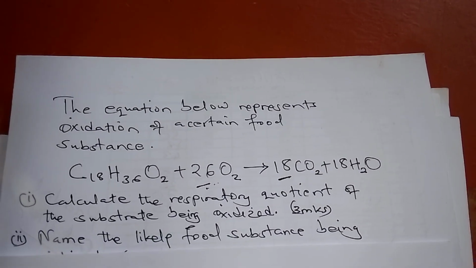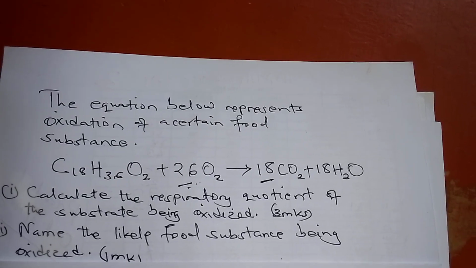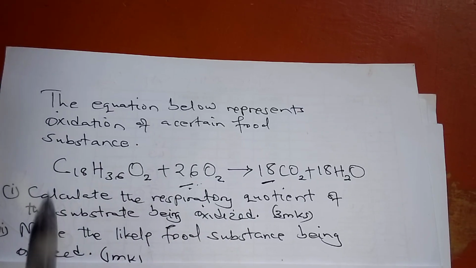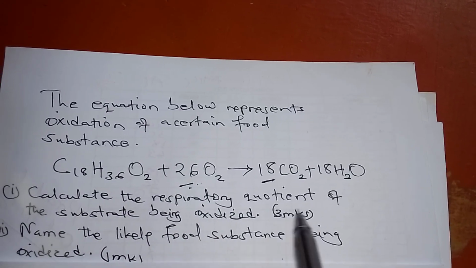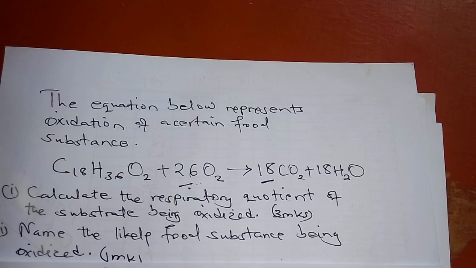Hello, today we're gonna look at one of the questions in respiration. The equation below represents oxidation of a certain food substance. This is the equation. Then calculate the respiratory quotient of the substrate being oxidized. Then number 2, name the likely food substance being oxidized.